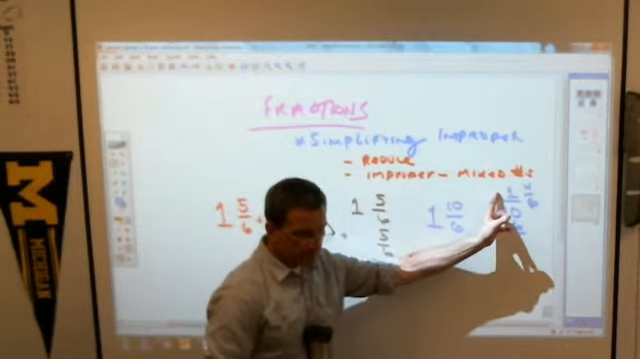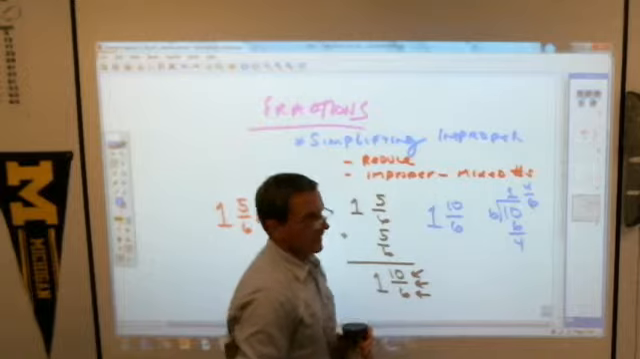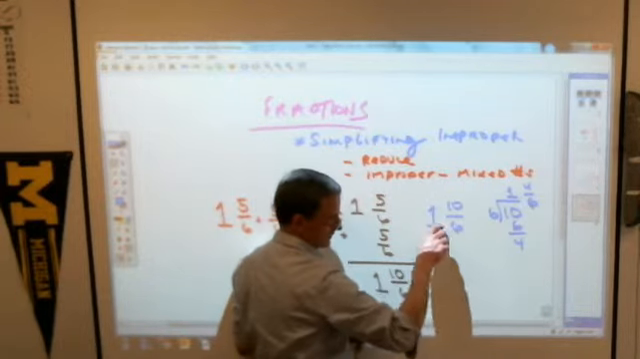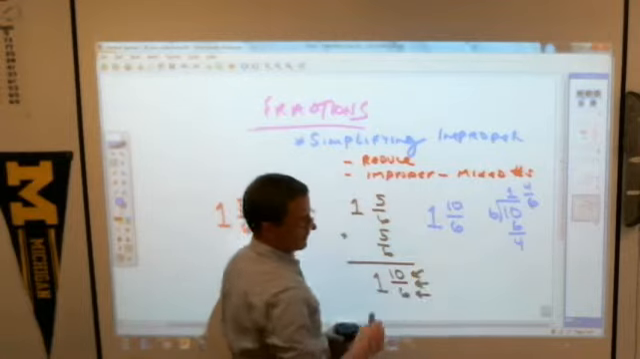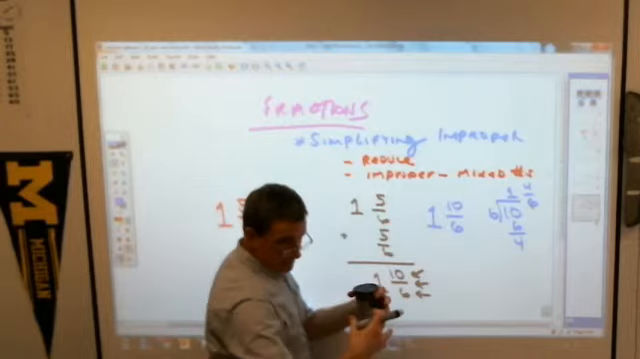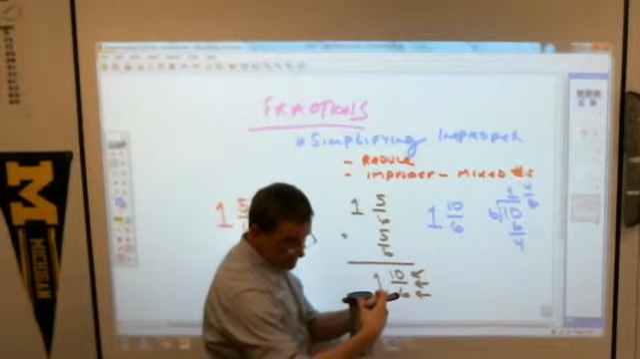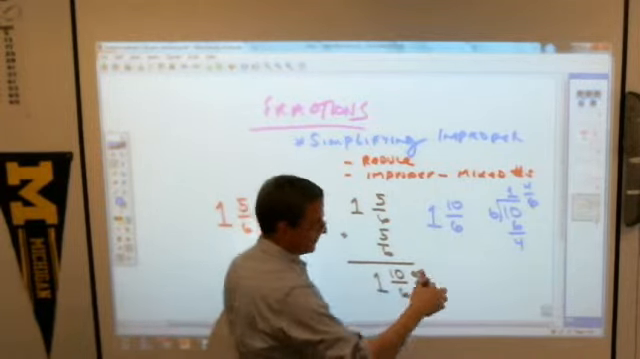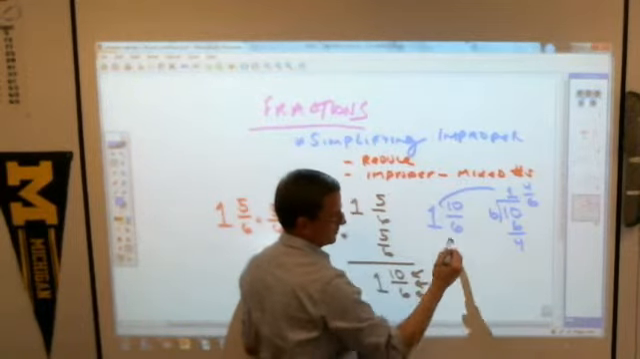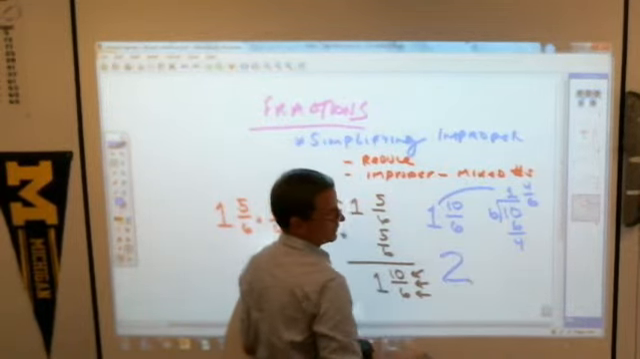What happens to the 1? You just leave it. Well, I started off with a 1 and I have another 1. I have to put them together, right. You've got 1 that you had here plus the 1 you got from the improper fraction. You've got to put those together to get a 2.